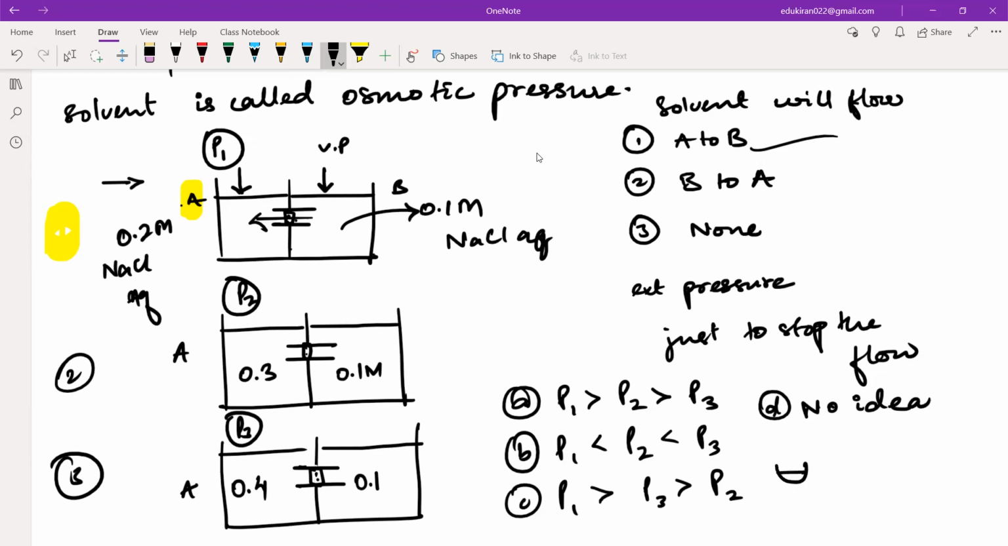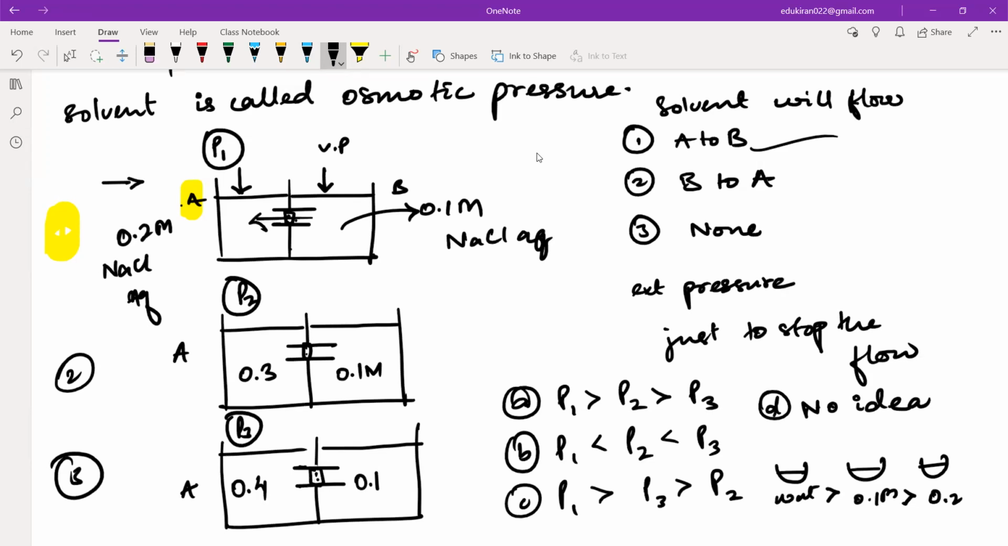If we have this pure solvent, water, this is 0.1 molar, and this is 0.2 molar. Now, water will have the greatest vapor pressure. Yes or no? Please tell me. Yes, right? Then it will be followed by 0.1 molar. It will have slightly less than water. Correct? Yes or no?